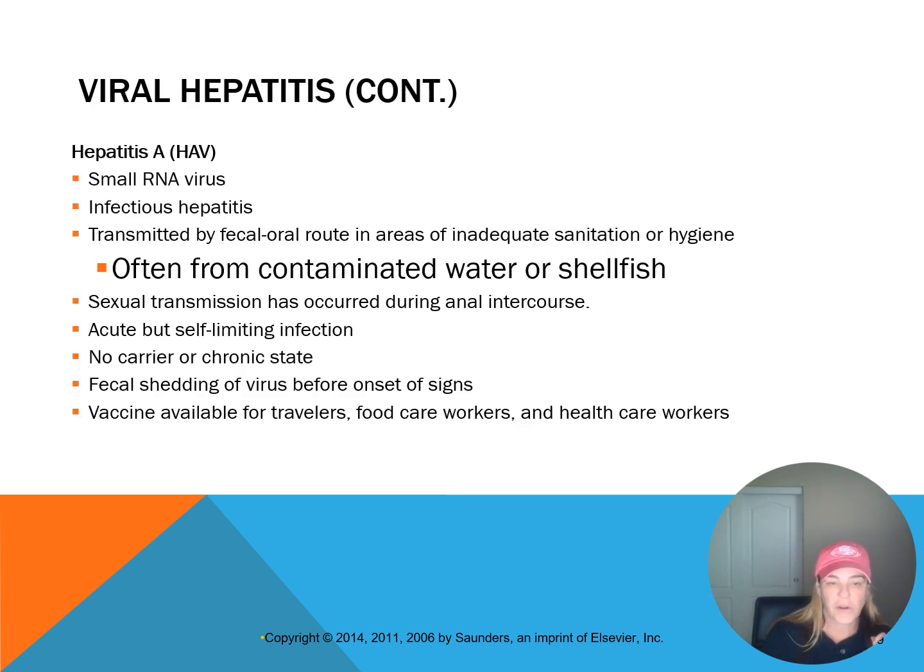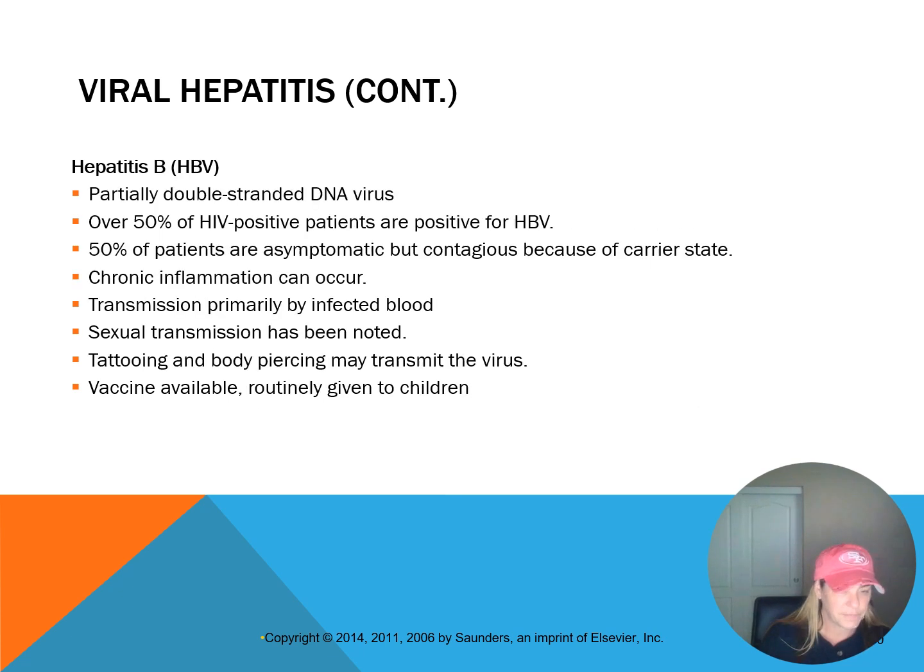Hepatitis A is a small RNA virus, usually gotten from contaminated water or shellfish. Also, sexual contact can cause transmission. It's usually self-limiting and acute. It does not usually have a chronic state. You can get vaccines if you are going to be traveling, or if you're a food care worker or healthcare worker. They offer hepatitis A vaccines.